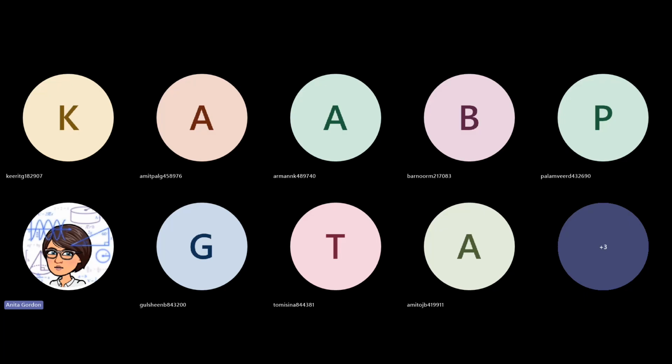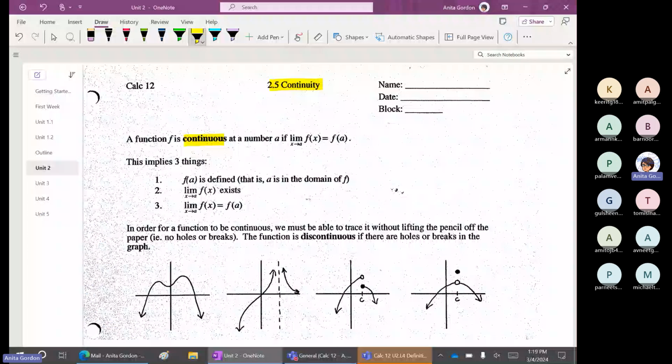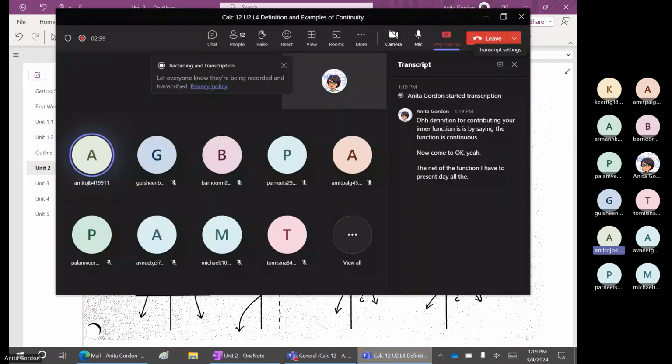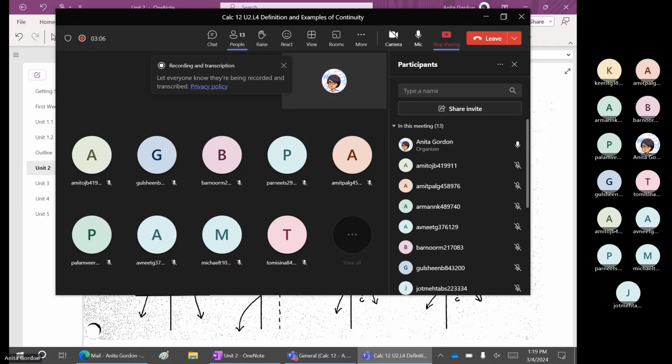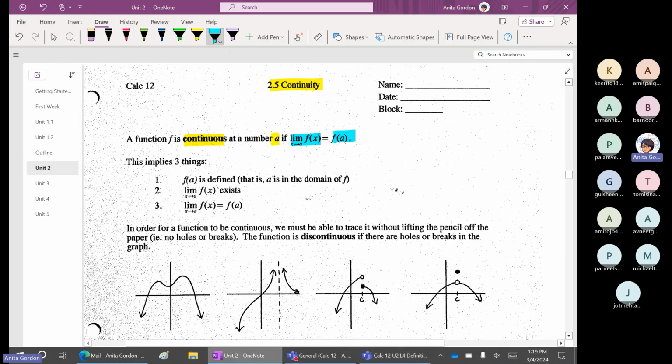A typical definition of continuity is to say a function is continuous at a number A if the limit of the function as x approaches A is equal to the function evaluated at A. Okay, so if the limit is the same as the function evaluated at that point, then we have a continuous function. This implies these three things.